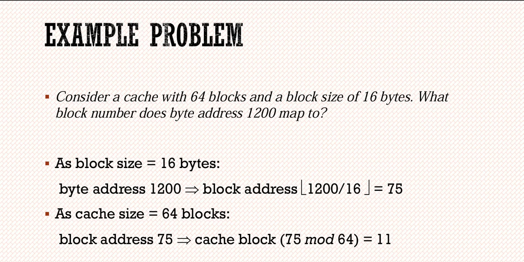So let's take this example. It says consider a cache. The cache has 64 blocks and a block size of 16 bytes. What block number does byte address 1200 map to? Right. So now, byte address 1200 is in memory, right?